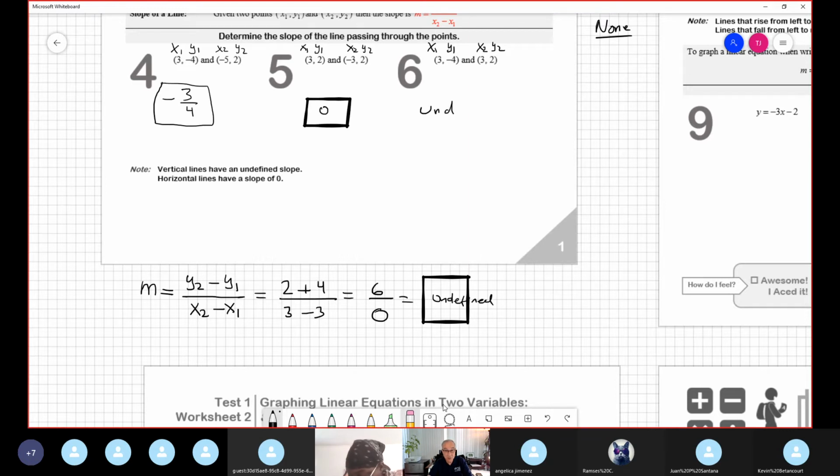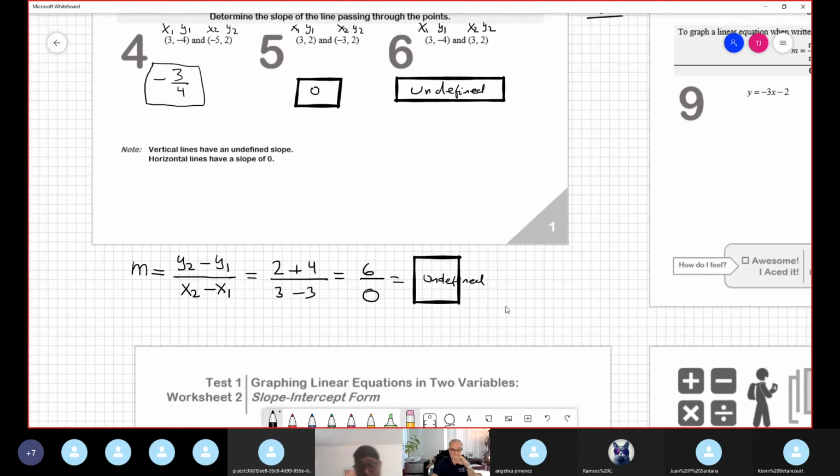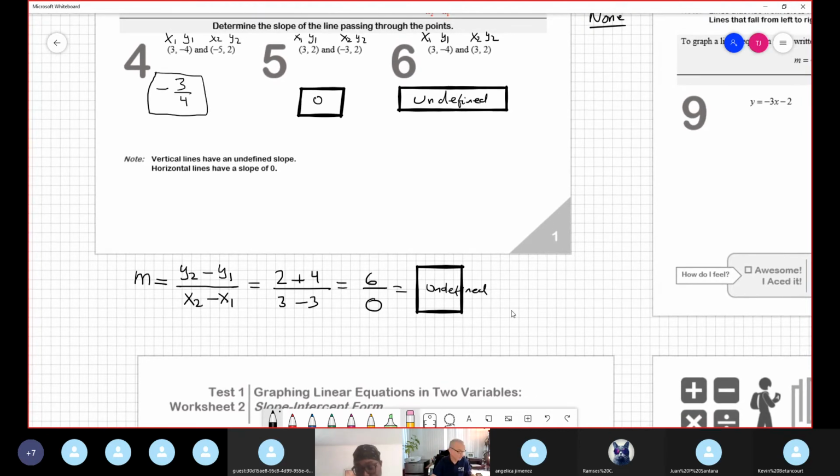Undefined is the answer. Remember, undefined is the word that mathematicians created to say that it is an error. It is impossible to find one value to satisfy this. Okay? Undefined. Any question? Okay, this was number 6.